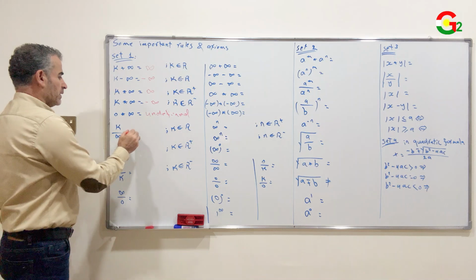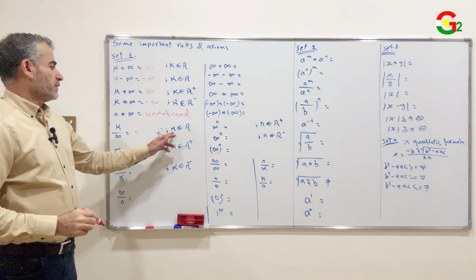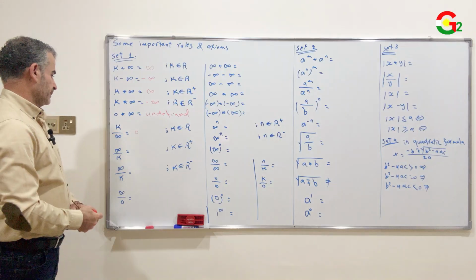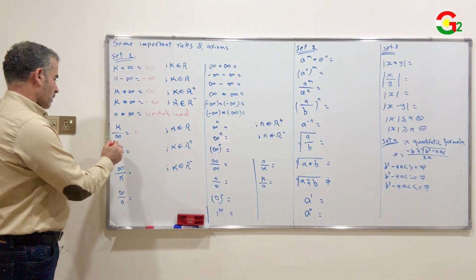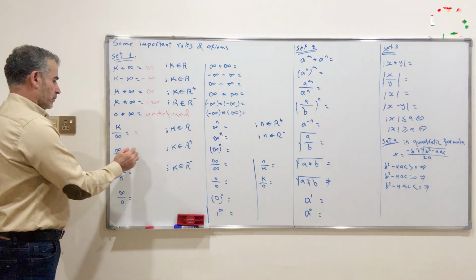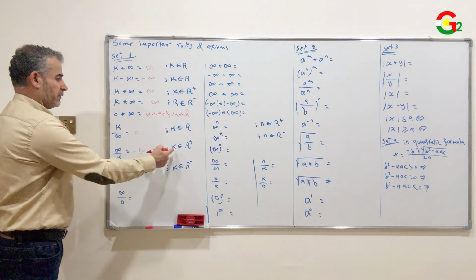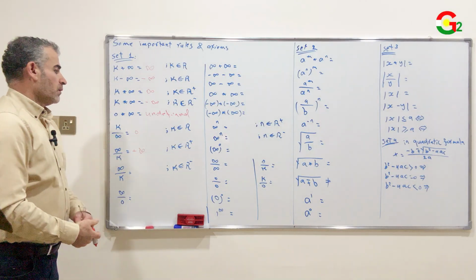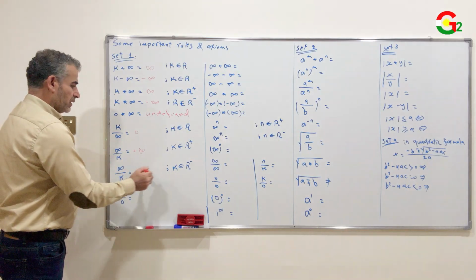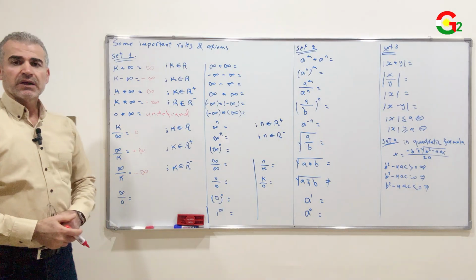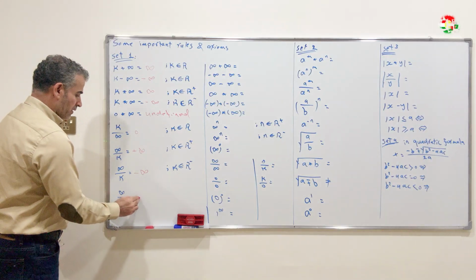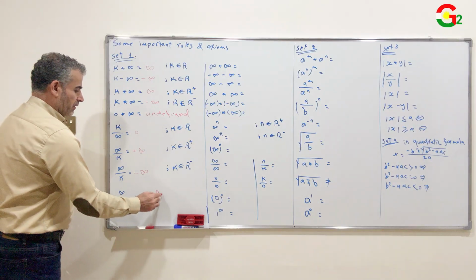K over infinity equals 0 if k is a real number. Infinity over k equals positive infinity if k is a positive real number. Infinity over k equals negative infinity if k is a negative real number. Infinity over 0 is undefined.